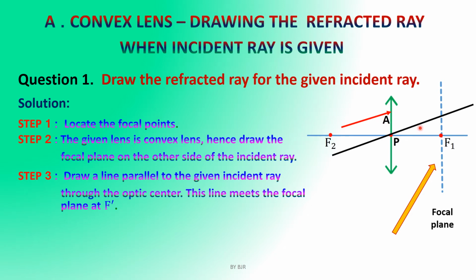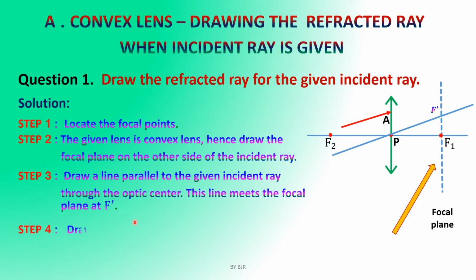Now, this line meets the focal plane at f dash. See here, this is the point f dash. This line is meeting the focal plane at f dash. Finally, we have to draw the refracted ray from A through f dash. So, if you draw a ray from A through f dash, that gives the refracted ray.